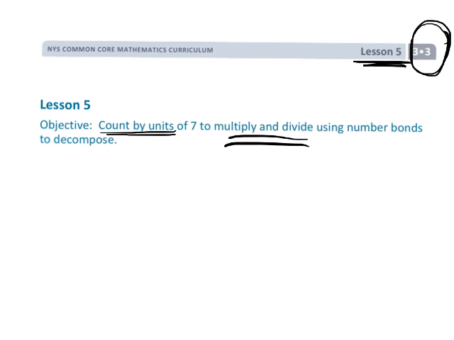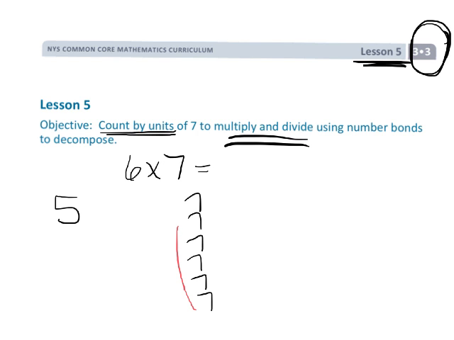Now, in previous lessons, students have learned how to use the distributive property, how to use their knowledge of the fives fact family. So, for example, if they were going to do 6 times 7, the kids would say, well, that's 6 groups of 7. 1, 2, 3, 4, 5, 6. And we know that these 5 sevens, that's the same thing as 5 times 7. And then we have 1 times 7 up here.